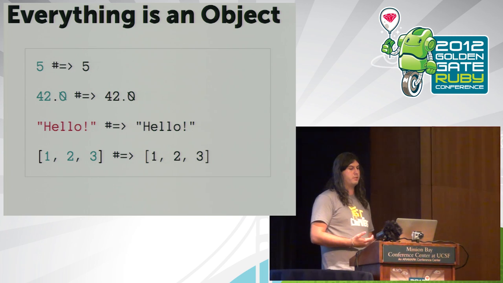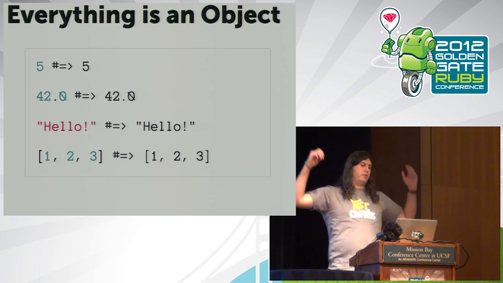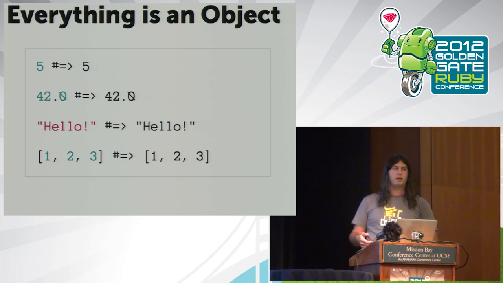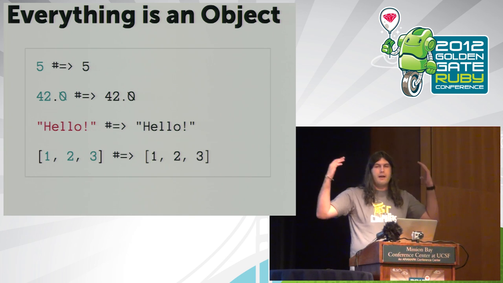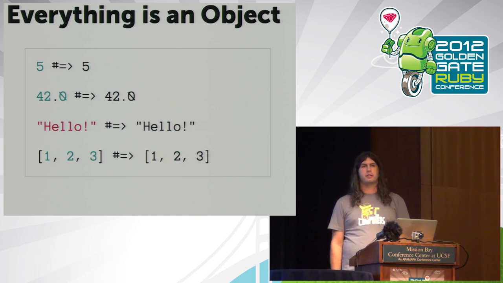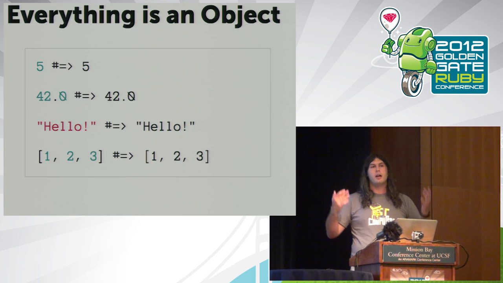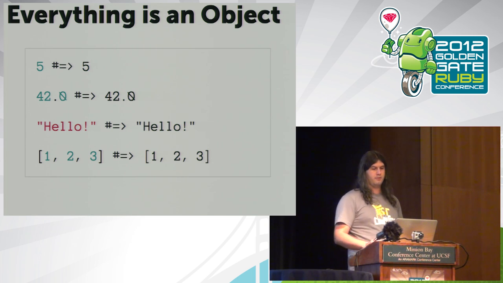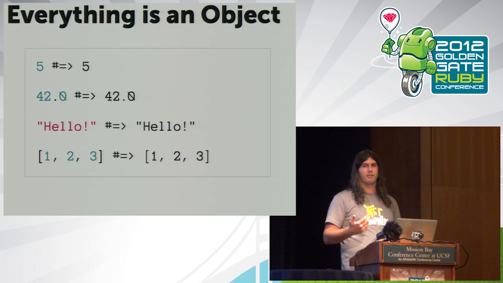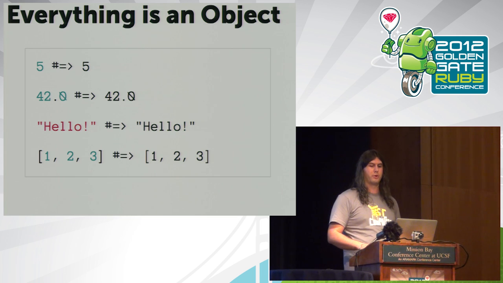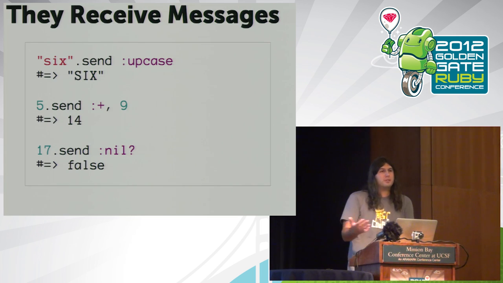Well, everything is an object. 5 is an object, 42.nil? is an object, "hello" is an object, and an array containing 1, 2, and 3 is an object. Everything in Ruby is an object. Object is an object. Class is an object. Seriously, guys, everything is an object. Like, everything. Everything.